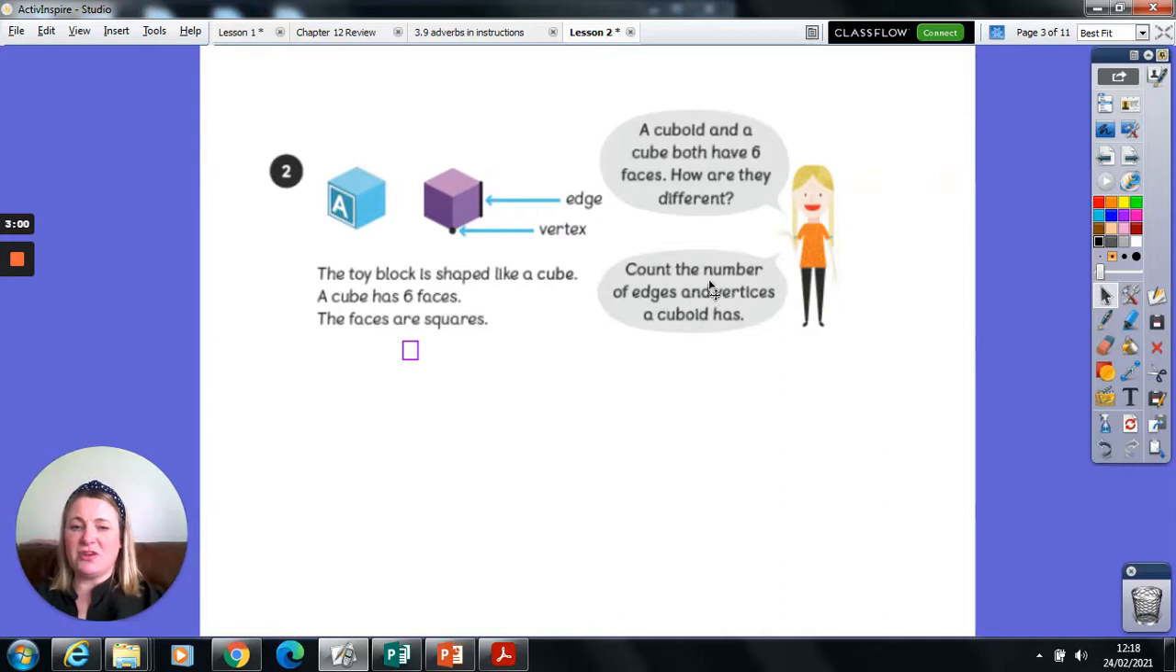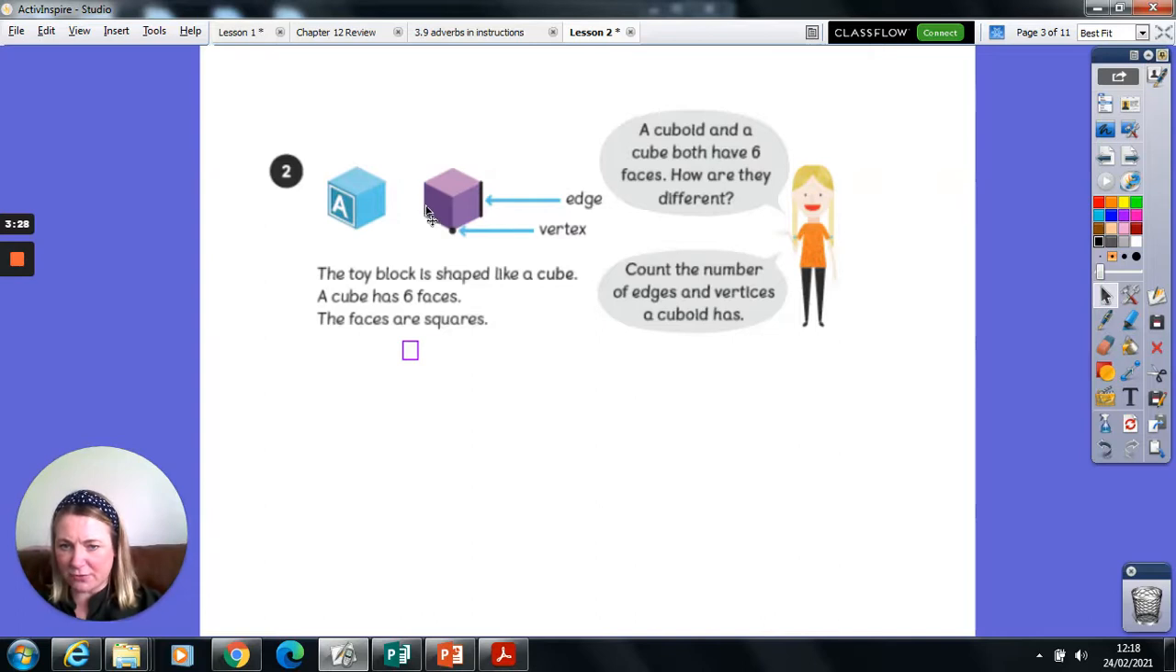And then let's count the number of edges and vertices a cuboid has. If we remember, we did that on the last one, didn't we? Let's check and see if it's the same on our cube. So we'll start with the vertices. We'll count those vertices. 1, 2, 3, 4 on this face. 1, 2, 3, 4 on the opposite face. So that would leave us with 8 vertices.